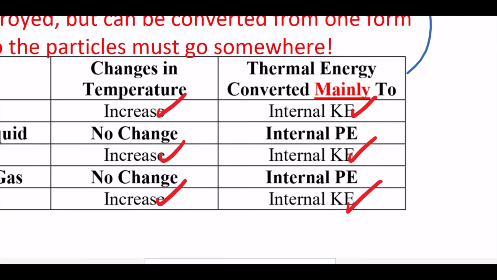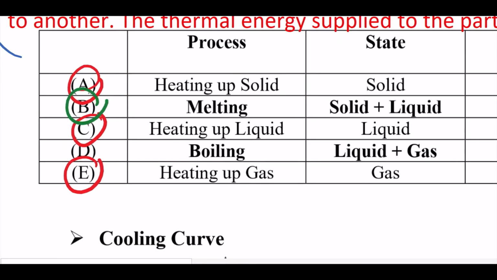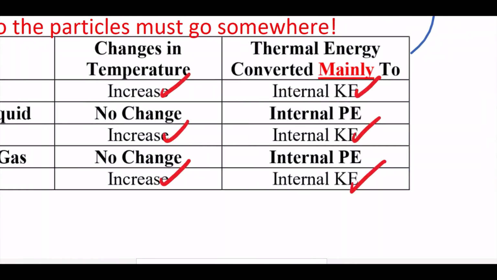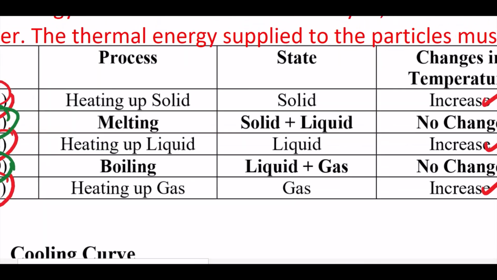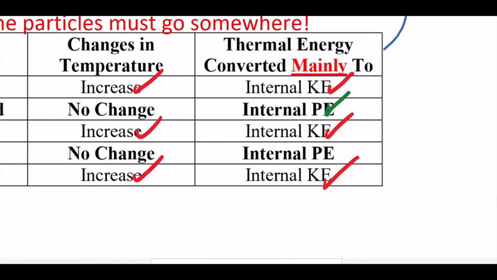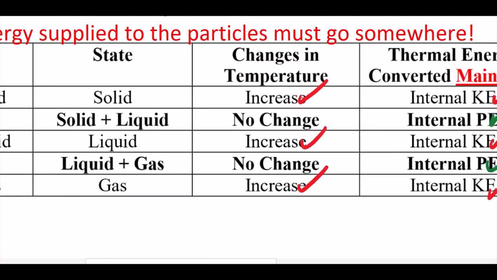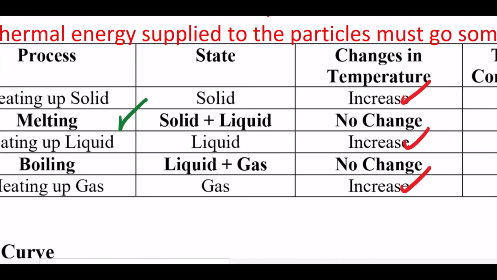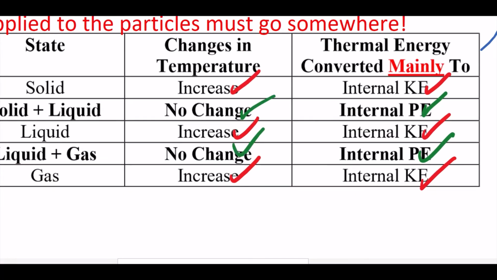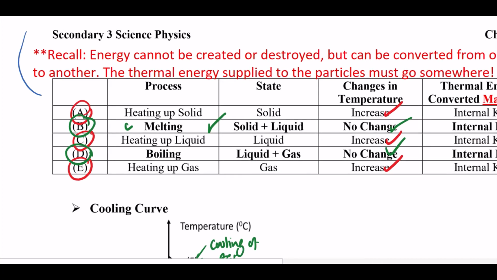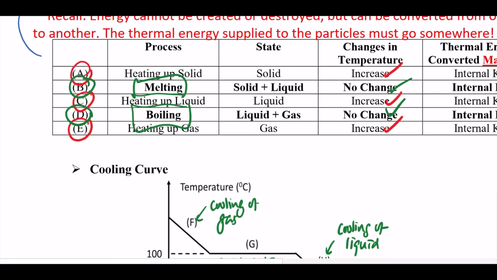But on the other hand, for special cases like melting and boiling, the thermal energy is converted to internal PE as the particles try to overcome the forces of attraction. As a result, because there's no increase in KE, there's no change in temperature. I hope that is clear to you. We are mainly looking at these two special cases.